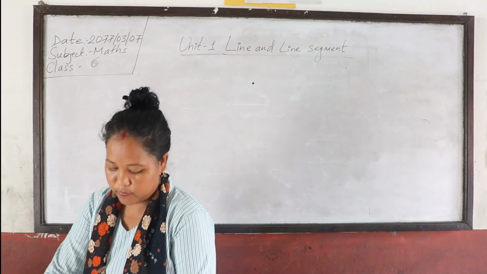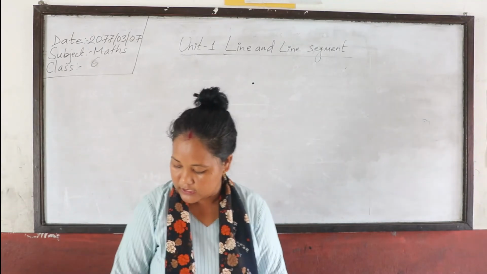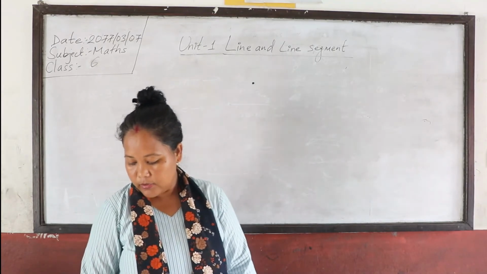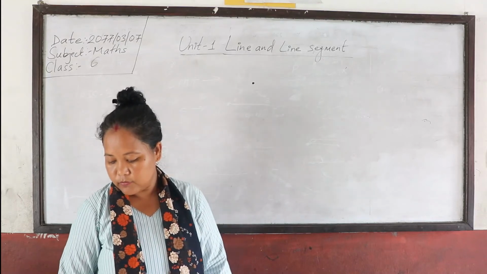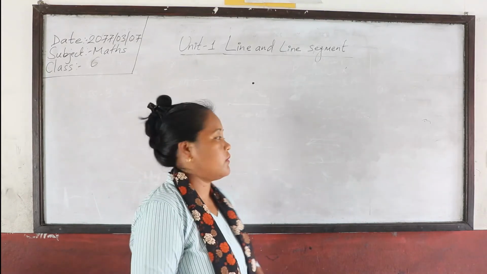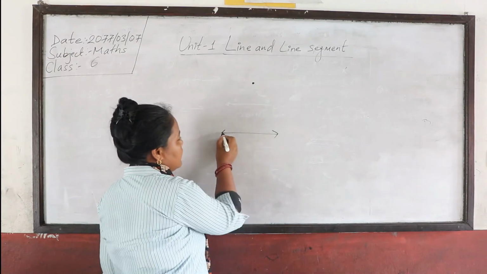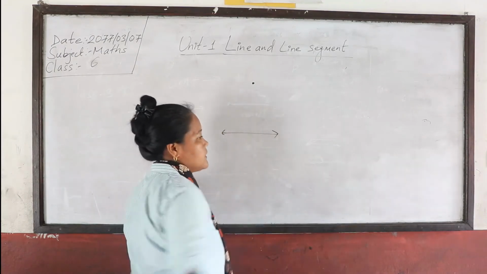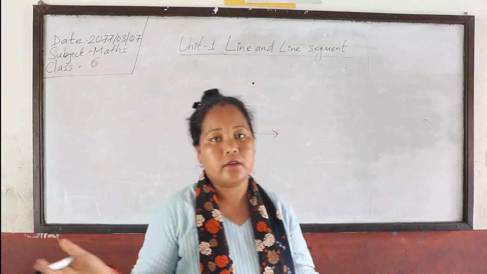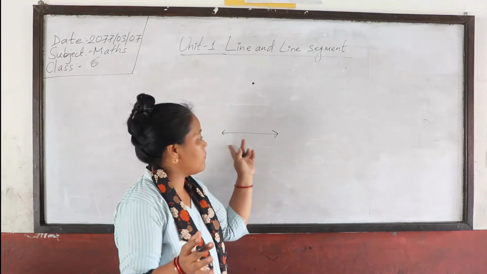And the next important thing to remember is that a line can be produced in both directions without ever ending. I told you, a line can be produced in both directions without ever ending.